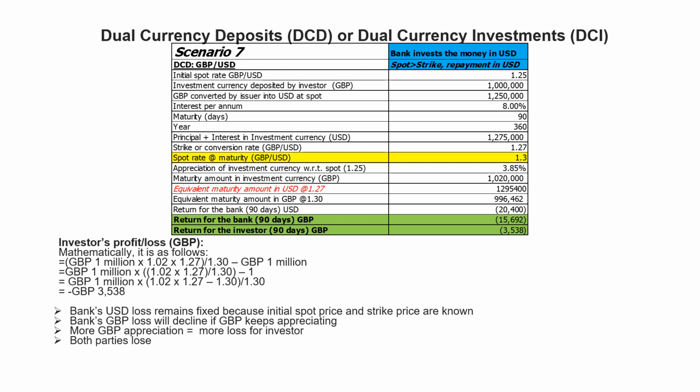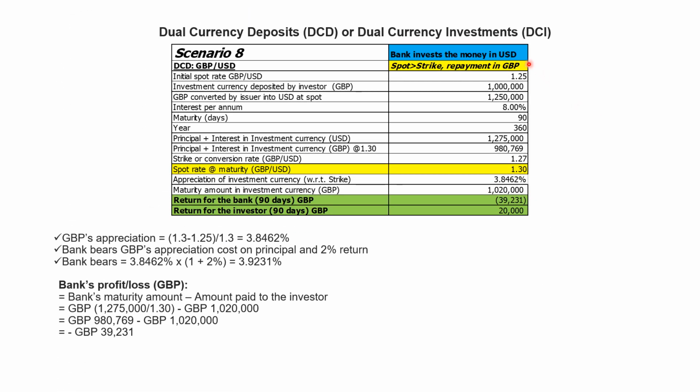Let's discuss scenario 8. Here the bank invests the money in USD and the repayment is done in GBP. However, the spot rate on maturity is 1.3, which is above the strike rate. Here the bank converts the GBP 1 million received from the investor into USD 1.25 million at the initial spot rate, invests the USD 1.25 million at 8% per annum, and gets USD 1.275 million on the maturity date.